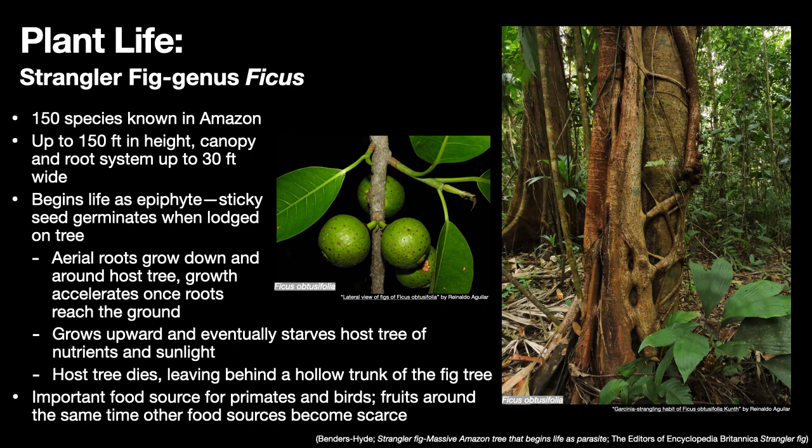After being deposited on the host plant through animal feces, the parasitic strangler fig seed grows aerial roots toward the ground, wrapping around the host tree with growth accelerating once the ground is reached. They often outcompete and kill the host tree, starving it of both sunlight and nutrients, resulting in a hollow trunk.